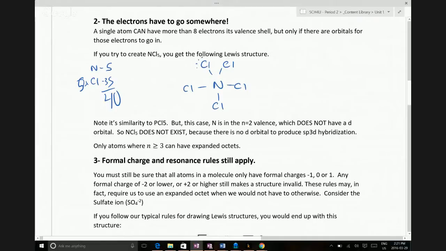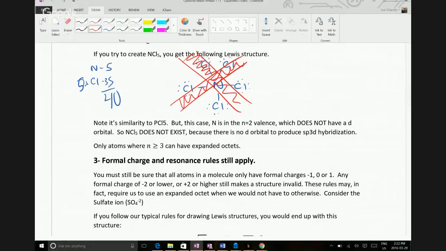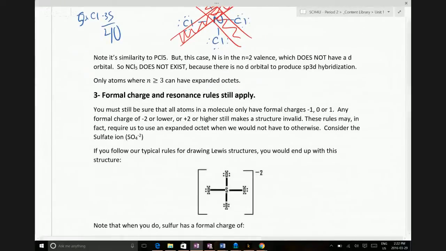And we can fill it out, and we can count, and it all works, and we get the full valence shell. There's just one problem. This doesn't exist. This structure isn't real. We don't find it. Why don't we find it? Because N is in the N equals 2 valence, and that doesn't have a d orbital.